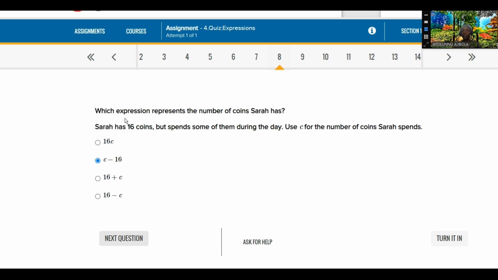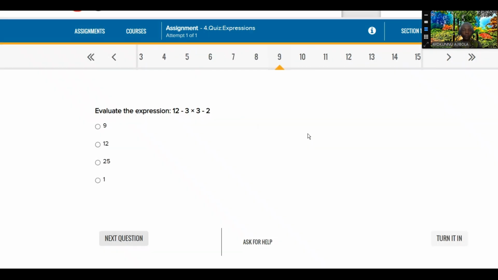This one says, which expression represents the number of coins Sarah has? Sarah has 16 coins but spends some of them during the day. Use C for the number of coins Sarah spent. Since she has spent C, then she now has 16 minus C. Okay, is that clear? Yes.